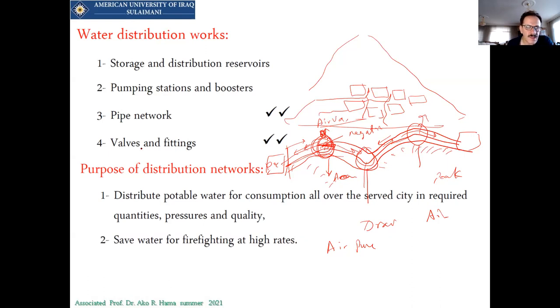Now, having this network, having these valves in the network, it will make losses, head losses. It will act on the head losses and the flow. So it is a part of the water network and the fittings also.